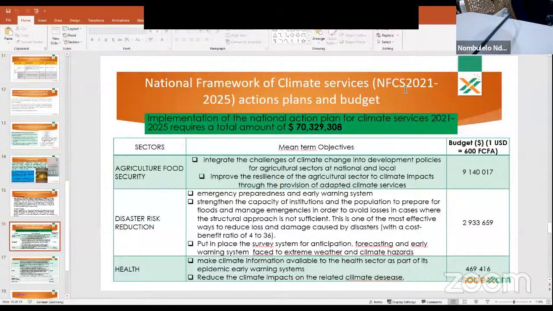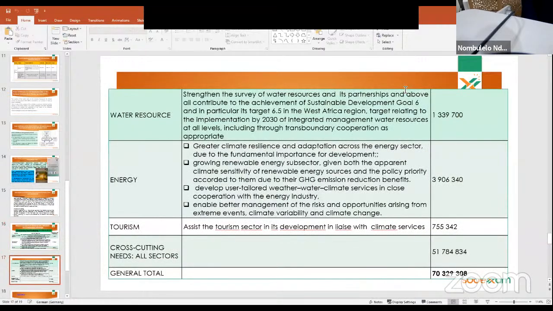For the health sector, the budget I raised here comes from a workshop with different sectors. They give us their needs, so we put in a budget aligned with the needs of the sectors of agriculture, disaster, health. All the actors are around the table and they give their needs and the budget. For water resources, energy, tourism, cost cutting, we also need general funding for all sectors.